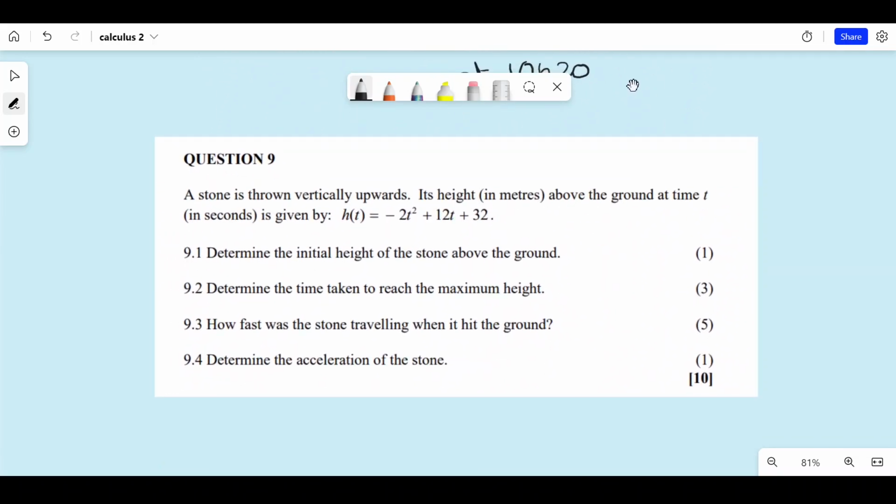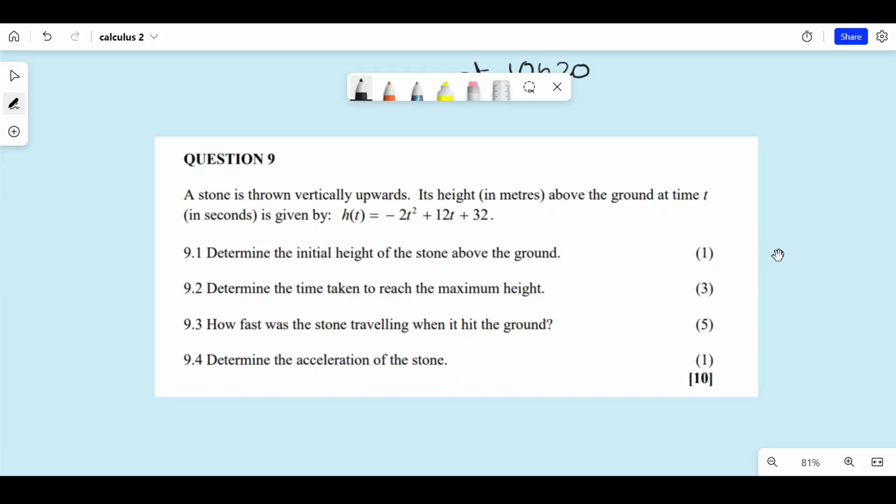Question 9. A stone is thrown vertically upwards. Its height in meters above the ground at time t in seconds is given by h(t) equals negative 2t squared plus 12t plus 32. So this is a height in meters, and the time is given in seconds. Determine the initial height of the stone above the ground.